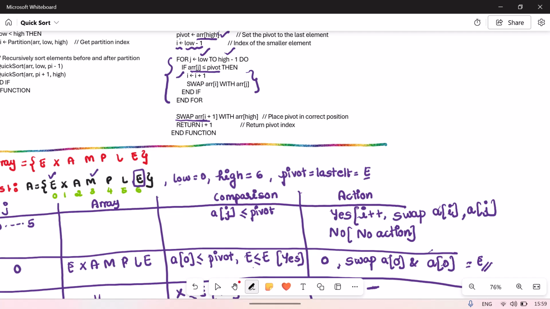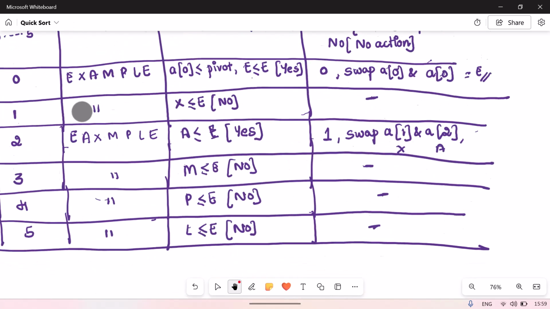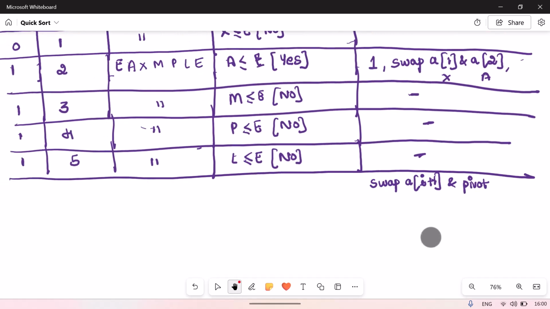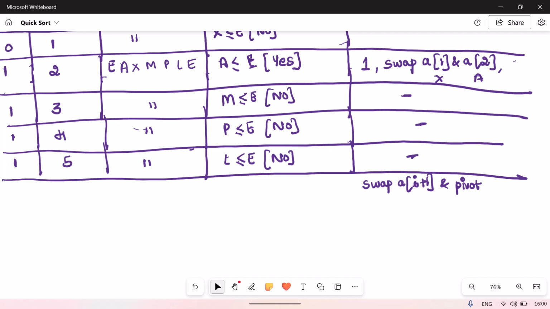Return, so it is a swap of array of I plus 1 with array of I. Array of I is the pivot. So you have to swap A of I plus 1 and the pivot element, array of I, which is your pivot. See, I is right now 1. So it will be 1 plus 1, so this becomes 2.